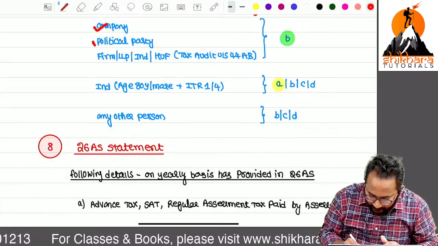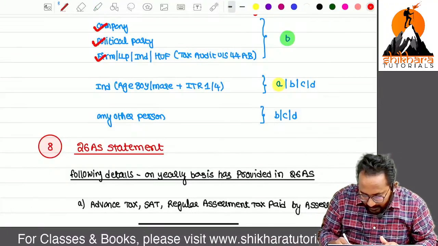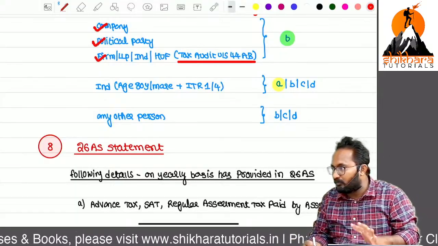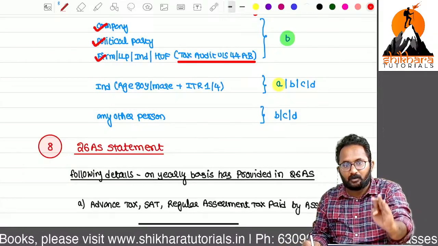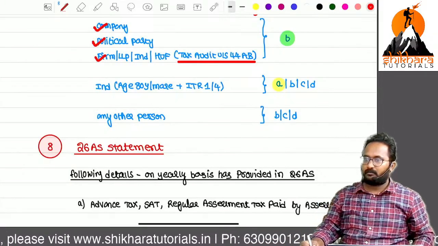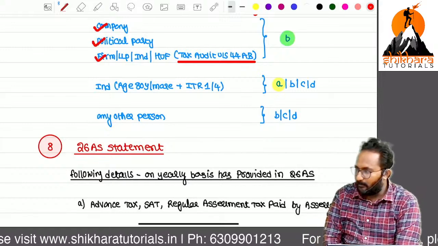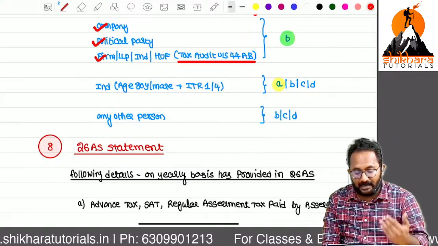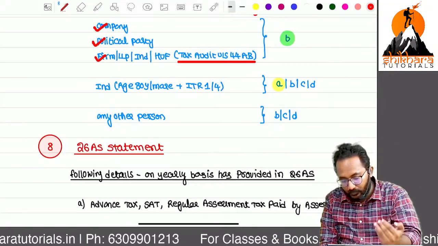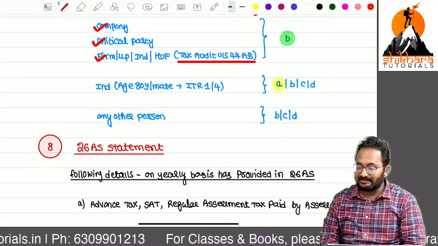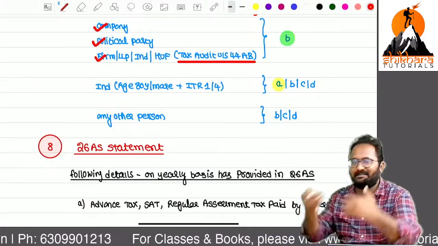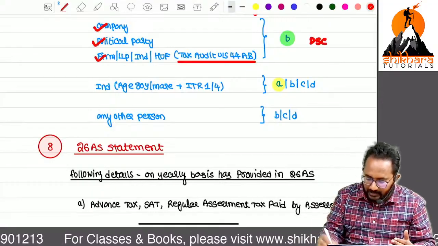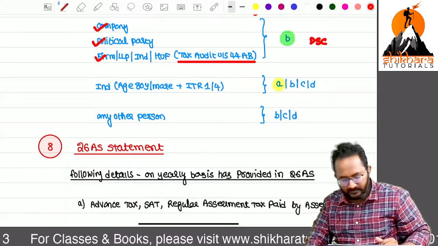Company, political party, partnership firm, LLP, individual, HUF who have a tax audit will always go with electronic filing with which signature? Digital signature. MCQ important. Who having the tax audit? Those tax audit assessees, political party and company will always go with electronic filing with the digital signature.